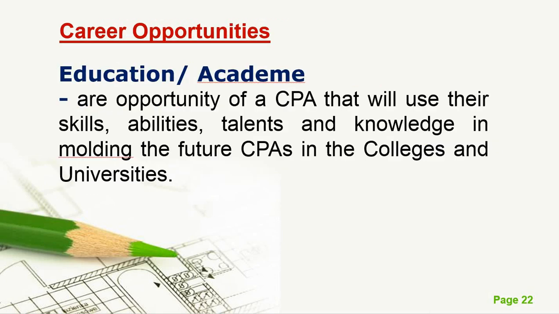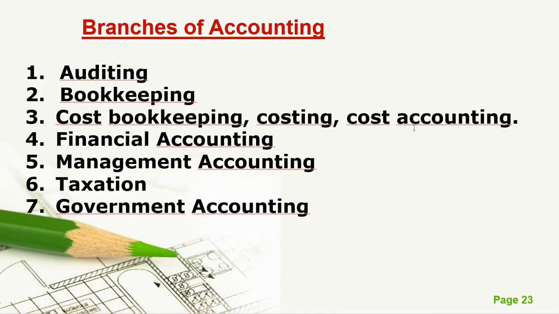Then we have the academe or education. So this is the opportunity of a CPA to use their skills, abilities, talents, and knowledge in molding the future CPAs in the colleges and universities. Then we have branches of accounting. So we have 7 branches of accounting: auditing, bookkeeping, cost bookkeeping, costing, cost accounting, financial accounting, management accounting, taxation, government accounting.